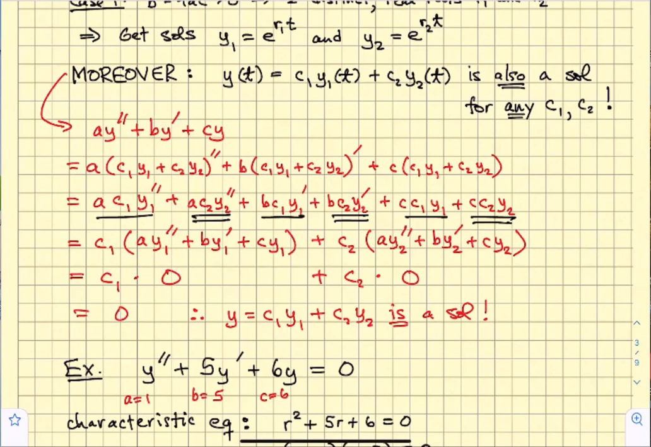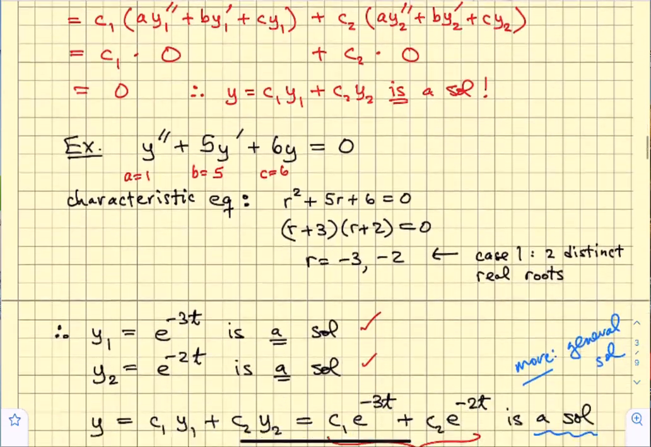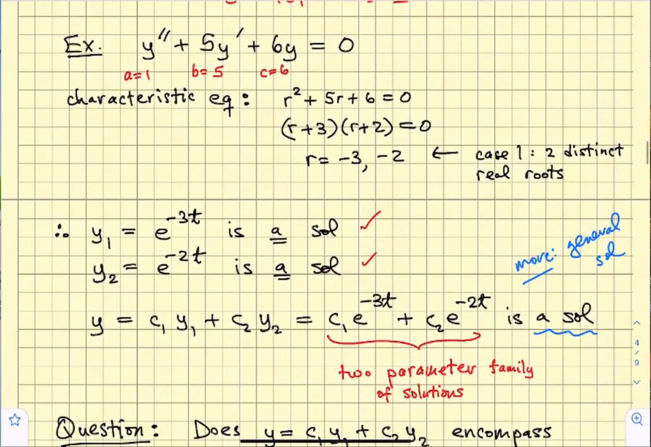And just as we predicted, regardless of the value of c1 and c2, when we plug this into our differential equation, we end up getting a 0. That says that this linear combination of y1 and y2 is, in fact, a legitimate solution to the differential equation, regardless of the values of c1 and c2. Okay? Let's look at a concrete example so that we can get used to using case 1 of our characteristic equation above.